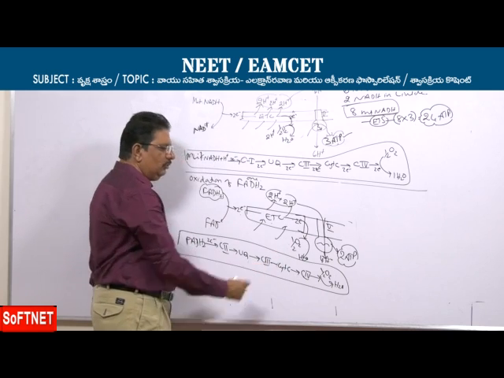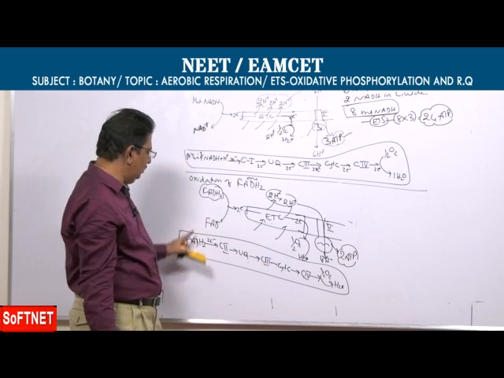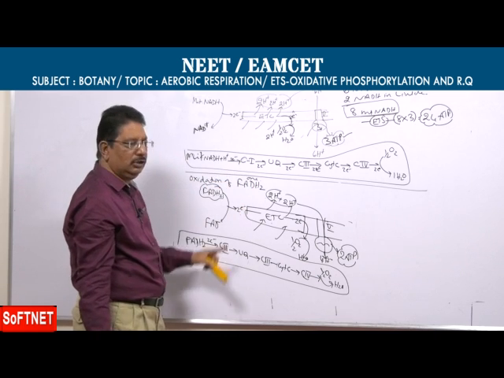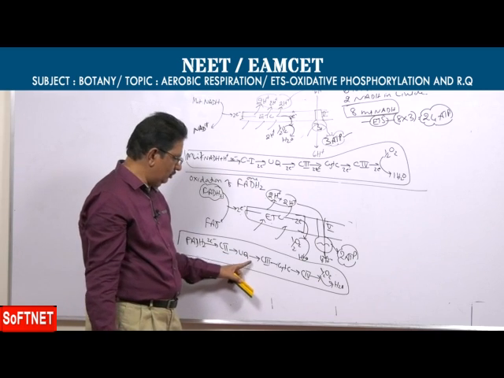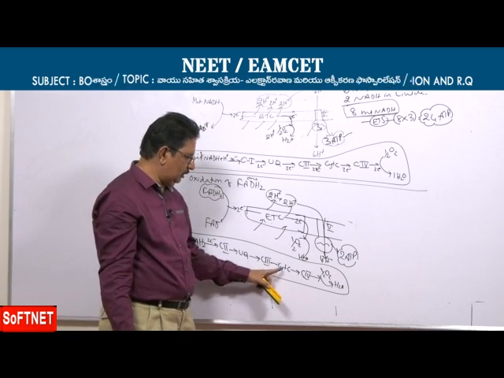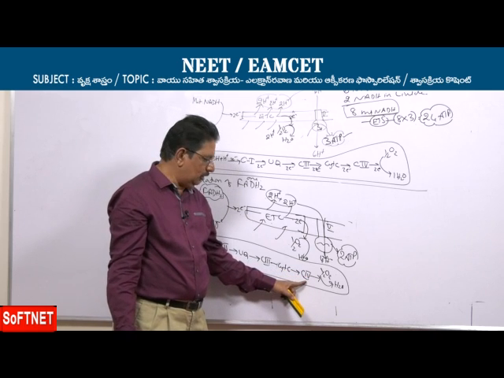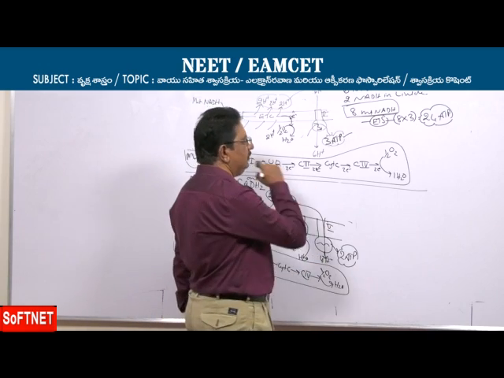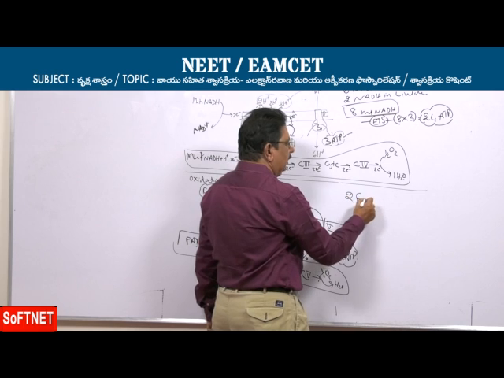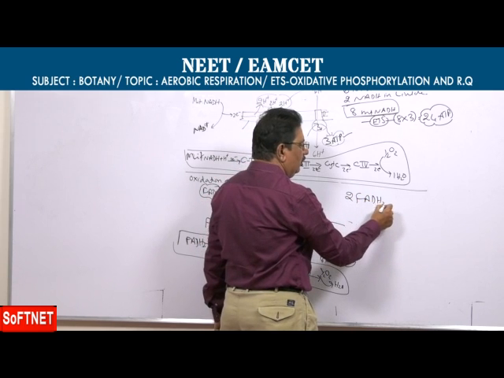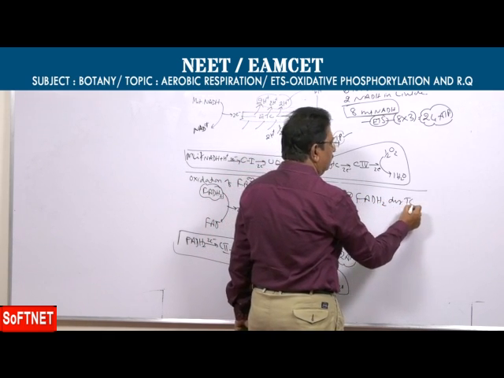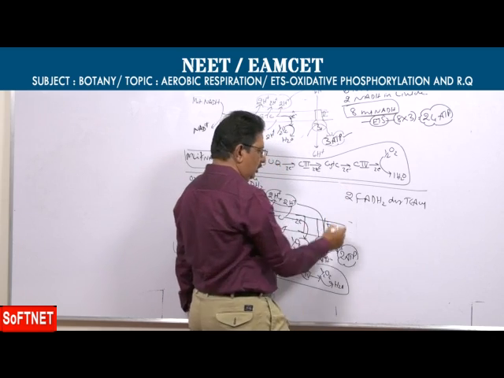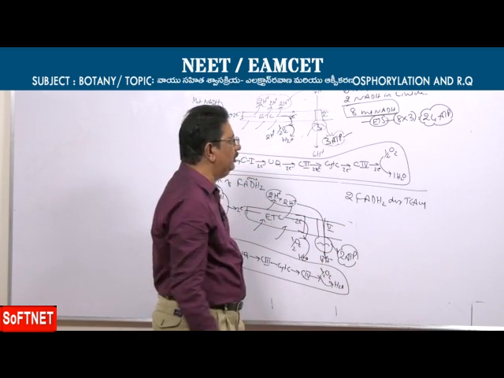So, the correct sequence of electron travel during FADH2 oxidation is complex 2, not complex 1. From there, ubiquinone. From there, complex 3, cytochrome C, and finally complex 4, lastly oxygen. In this case, 2 FADH2s are formed during the TCA cycle. So, 1 FADH2 oxidation results in 2 ATP.